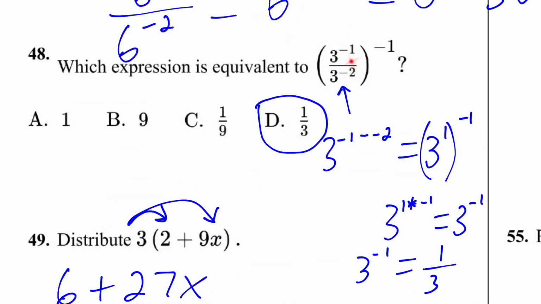48, I start in the parentheses. I use the quotient rule. This is negative 1 minus a negative 2. That's like doing plus 2, so I get 3 to the first. Then I use the power rule to take 1 times negative 1. And the answer is 3 to the negative 1, which can also be written as 1 over 3 to the positive 1, or 1/3.